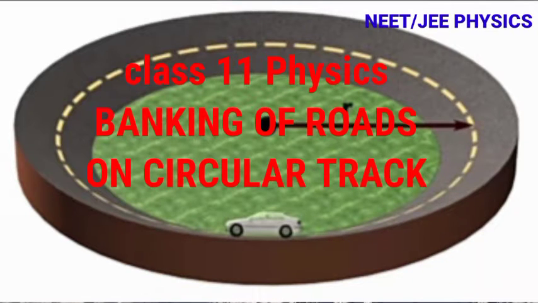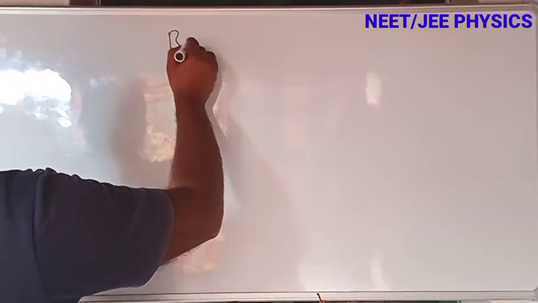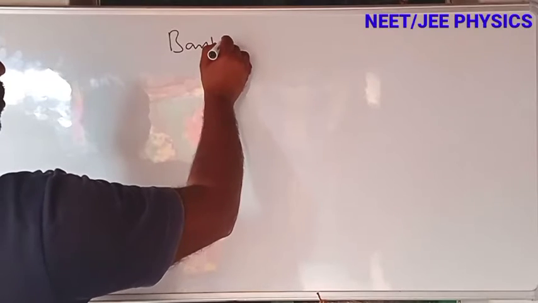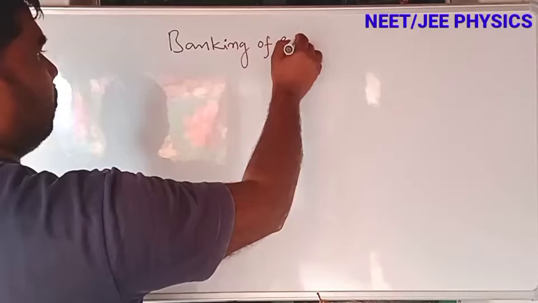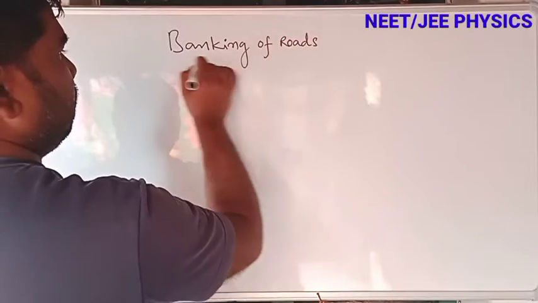Hi, today we will discuss class 11th physics: banking of roads on a circular track. At a turning you can see the inner side is lower and the outer side is somewhat higher. What is the reason? You can understand why they are arranging it like that. Banking of roads.